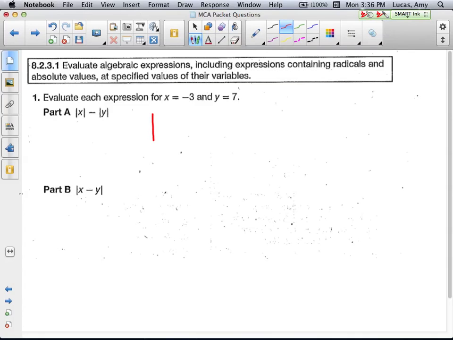So the absolute value of x, I put the -3 in for x, minus the absolute value of y would look like this. Then individually, those absolute values, remember absolute value is the distance from 0 on a number line. So -3 is 3 units away from 0, 7 is 7 units away from 0, then you would subtract them. So inside the absolute value bars, when it's down to one number, then you take the distance from 0. And distance is always positive.